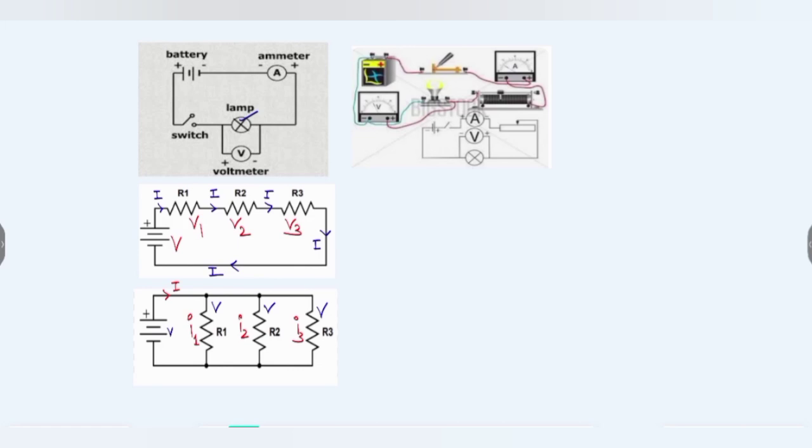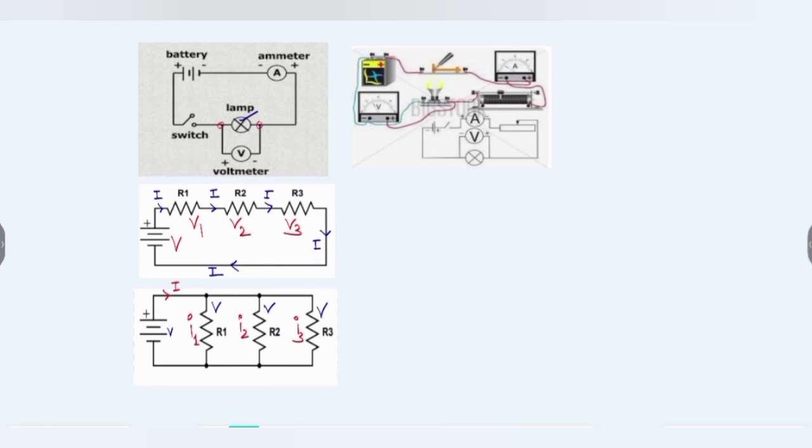Parallel means all the terminals on one side will be connected at one point, and the other side terminals will be connected at another end. This type of connection is called parallel connection. See here, these two terminals are connected at one point, and the other side two terminals are connected together. That is parallel connection. So you remember, voltmeter will always be connected in parallel, ammeter will always be connected in series. Ammeter is used to measure the current, voltmeter is used to measure the potential difference.